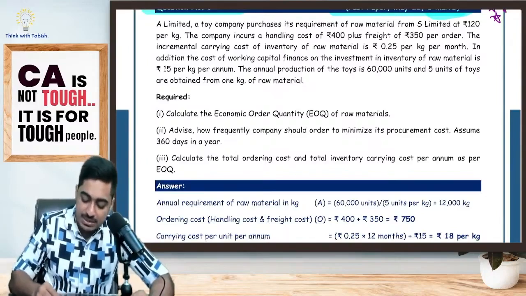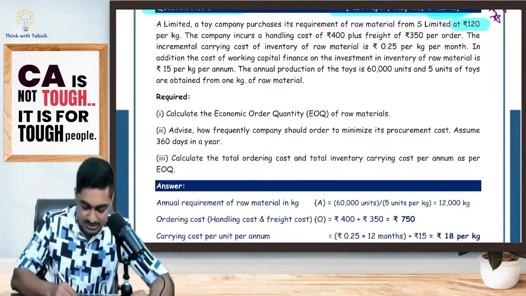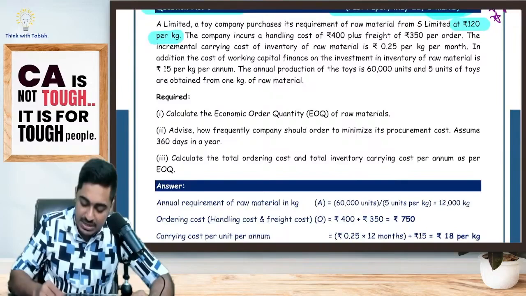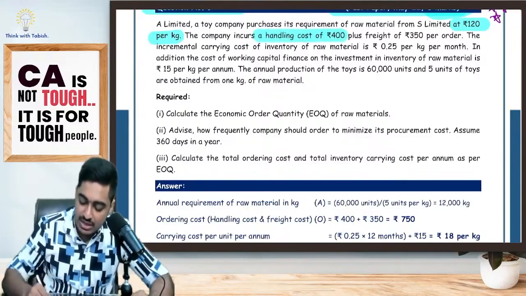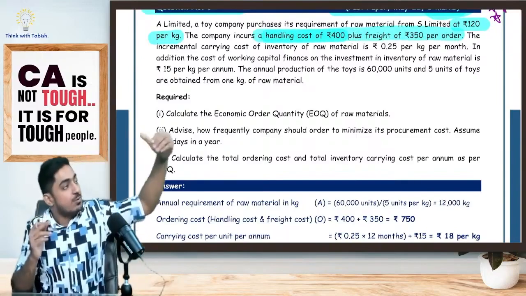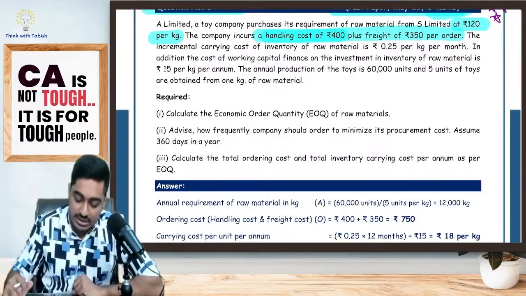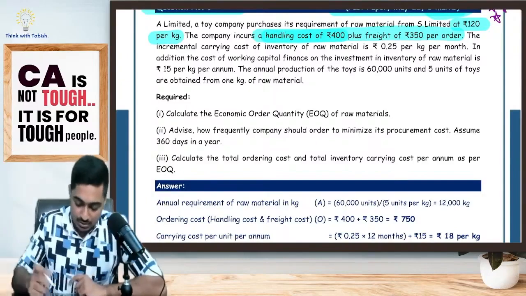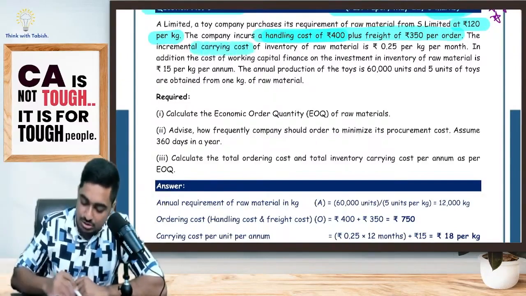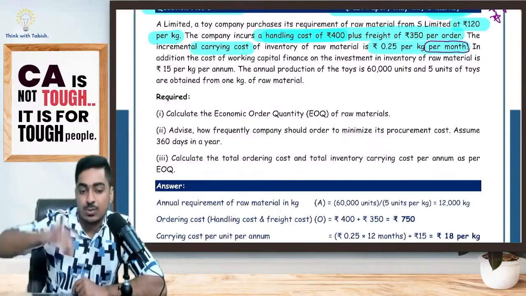A Limited, a toy company, purchases its requirement of raw material from S Limited at 120 per kg. Okay, fine, I am buying at 120. The company incurs a handling cost of 400 plus a freight of 350 per order. When I am purchasing my goods, I have to incur a handling cost, that is loading, unloading. Every time I am ordering, I have to pay 400 and freight I have to pay 350. The incremental carrying cost of inventory is 0.25 per kg per month. 0.25 per kg, that is per unit. Is it per annum? No, it is per month. I want to convert it into per annum.